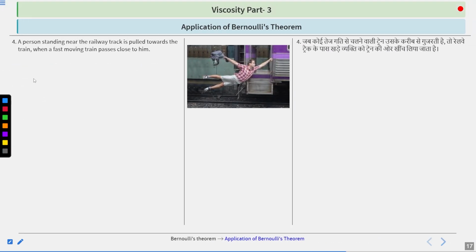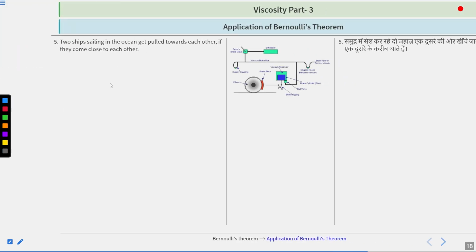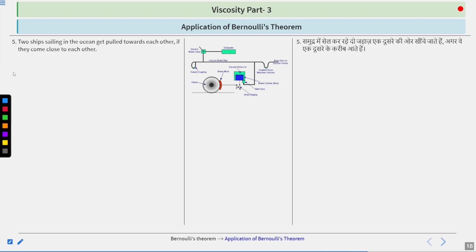A person standing near the railway track is pulled towards the train when a fast moving train passes close to him. Here you can see in this picture. The fast train decreases the pressure between the person and the train, so that the person gets attracted towards the train's motion. Due to the greater value of the pressure on the other side, the person gets pushed towards the railway track. Two ships sailing in the ocean get pulled towards each other if they come close to each other. Why? Because the pressure between them gets reduced.